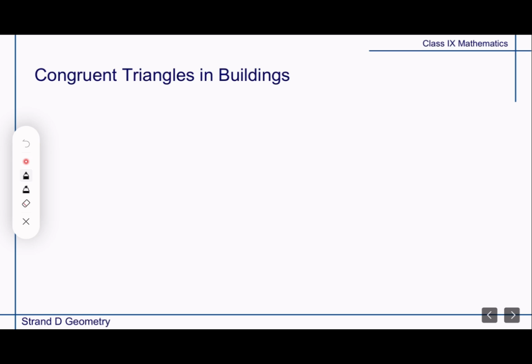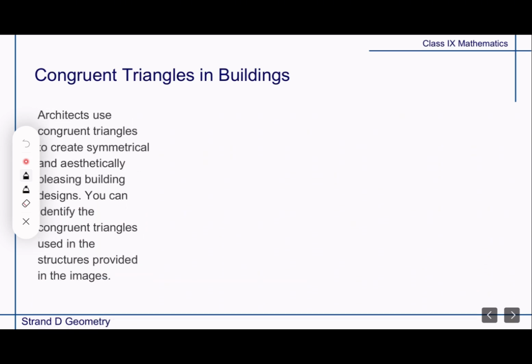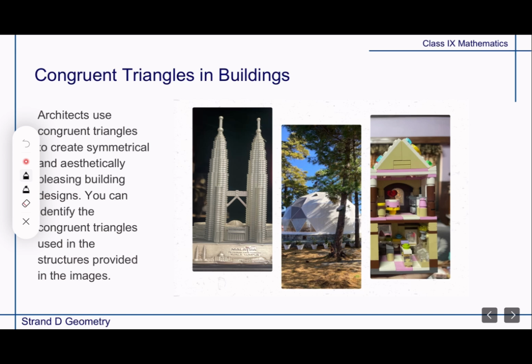Now, congruent triangles in buildings. Architects use congruent triangles to create symmetrical and aesthetically pleasing building designs. Now, where have we found them? These are a few examples, you can explore more. The famous Twin Towers in Malaysia, you will notice that congruent triangles are also used in the design of this building. Even in our country, this is located at Paro. You will see one of the cafes has this design where congruent triangles are used.